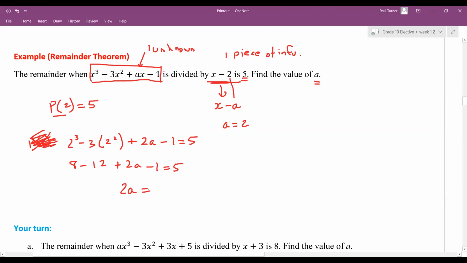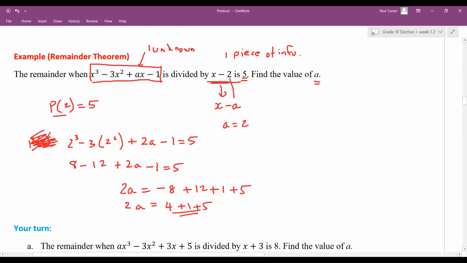So we've got 8 minus 12 actually. I'm going to move them all over. So 2a equals minus 8 plus 12 plus 1 plus 5, correct? When I moved the numbers across, I just changed all the signs. You could have added them on this side and moved that as well. So 2a is 12 minus 8, which is 4, plus 1 plus 5.